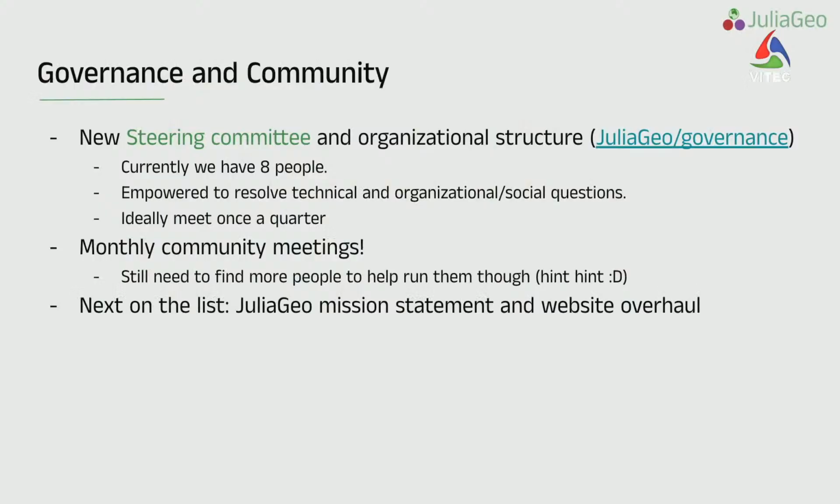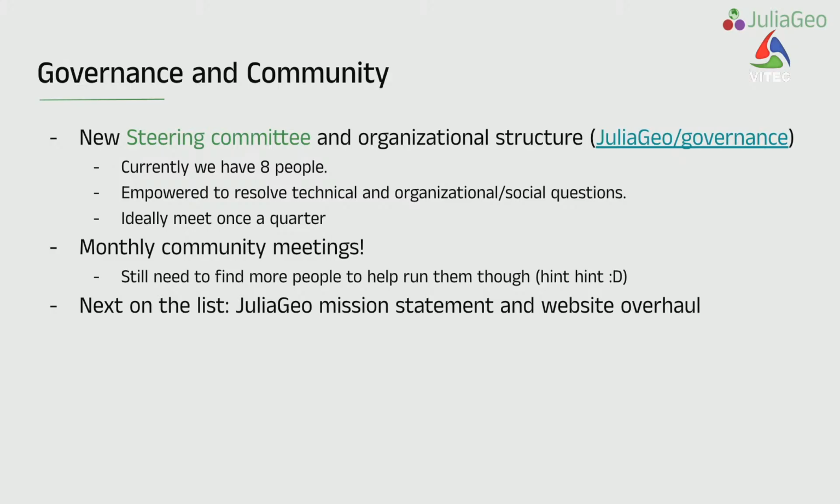But yeah, governance. We now have a steering committee in JuliaEO, of which five members are in this room. We've currently got eight people in the steering committee. It's mostly empowered to resolve both technical questions and deadlocks, like, oh, I think this is the right way, but this other person thinks this is the right way. All right, let's get in a room. We'll have the steering committee there. Everyone presents their piece, and then we say, okay, let's do this or let's do that, or some compromise. And also organizational and social questions.